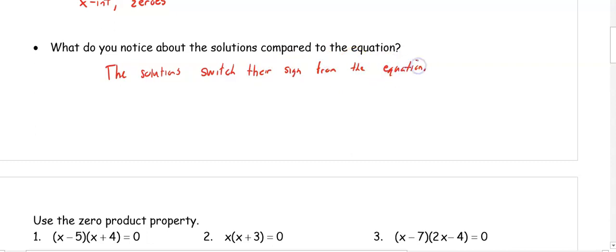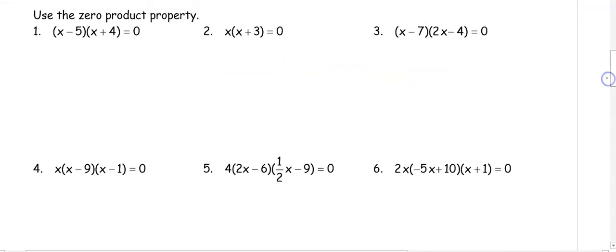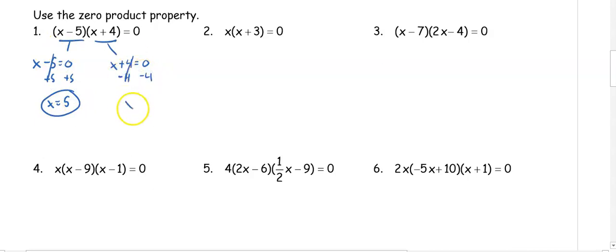So that's what happens in zero product property. When we have an equation, what basically is happening is each part of the equation is being set equal to 0. So we have x minus 5 equals 0 and x plus 4 equals 0, and then we can switch our signs. Because if I add 5 to both sides, x would equal 5. Because we cancel it out on the one side, we moved it to the other. So if I subtract 4, it cancels out, x equals negative 4.